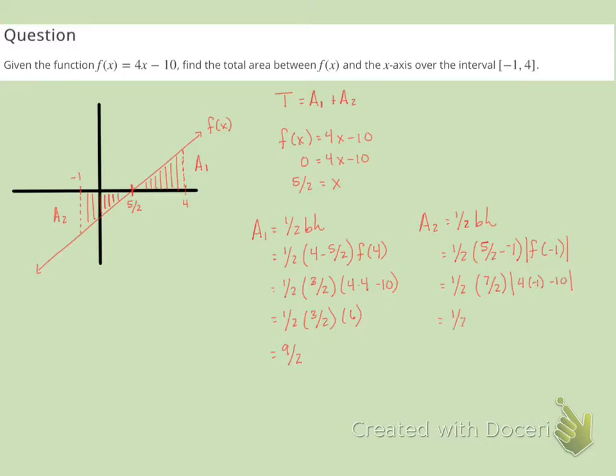So we're going to have 1/2 times 7/2. -4 minus 10 is -14, but the absolute value of -14 is +14. And then here, if we cross-cancel a 2 out, we will get 49/2, which means the total area is going to be 9/2 plus 49/2, which will be 58/2, or 29.